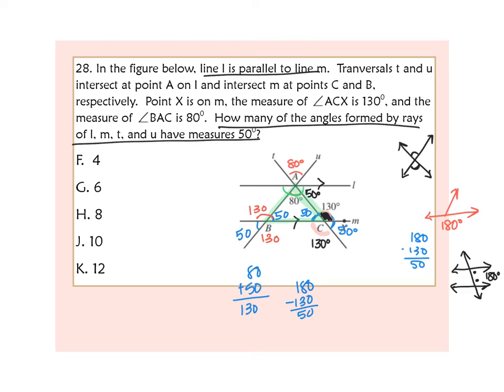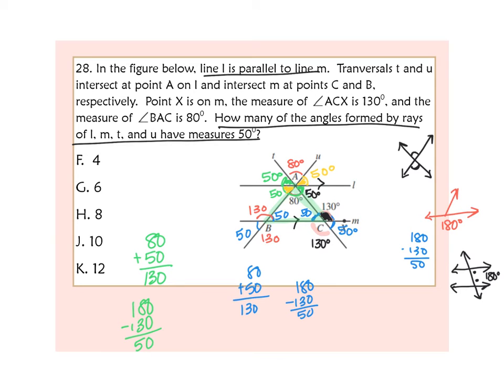Here's a straight line, has to add up to be 180. I have 80 and 50, that's 130. 180 minus 130 is 50, so here's another 50. I see some more vertical angles, so if you look here and here, these are vertical, so this is 50. If you look here and here, vertical angles, so this is 50.